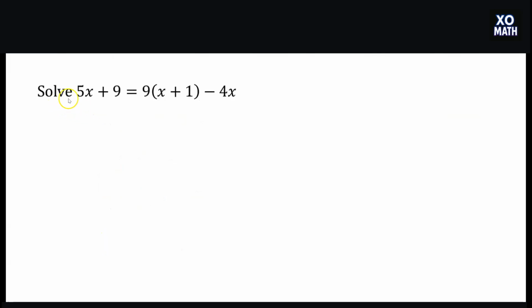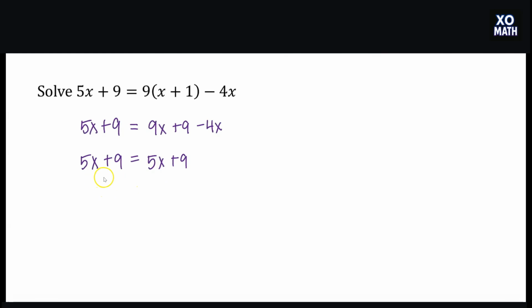In this example, we want to solve 5x plus 9 is equal to 9 times the quantity x plus 1 minus 4x. We'll start by distributing the 9 over addition. So we have 9x plus 9 minus 4x on the right. The left is still 5x plus 9. Now the right, we have like terms, 9x minus 4x is 5x. So we have 5x plus 9 on the right and 5x plus 9 on the left.